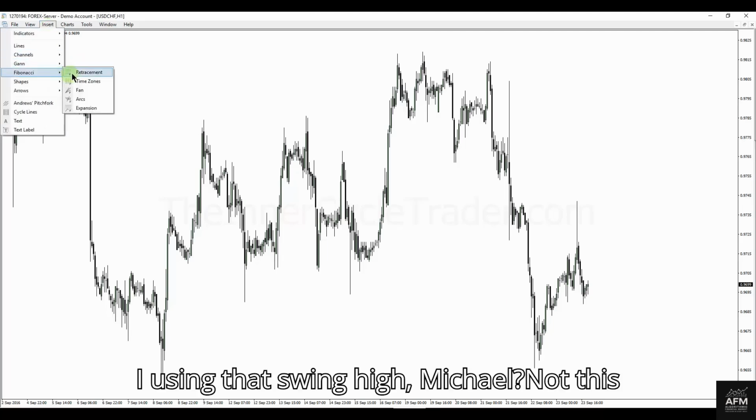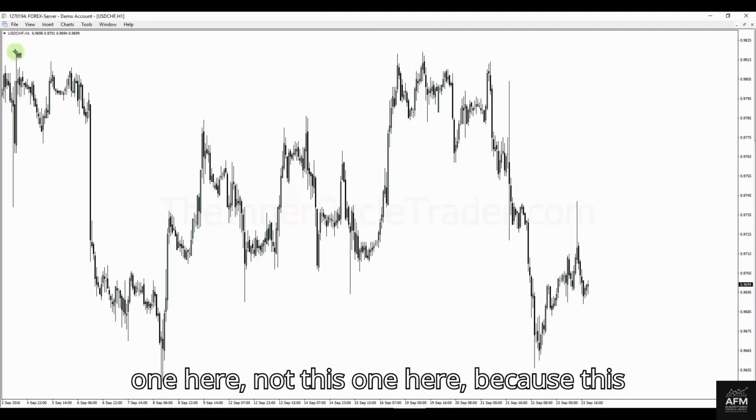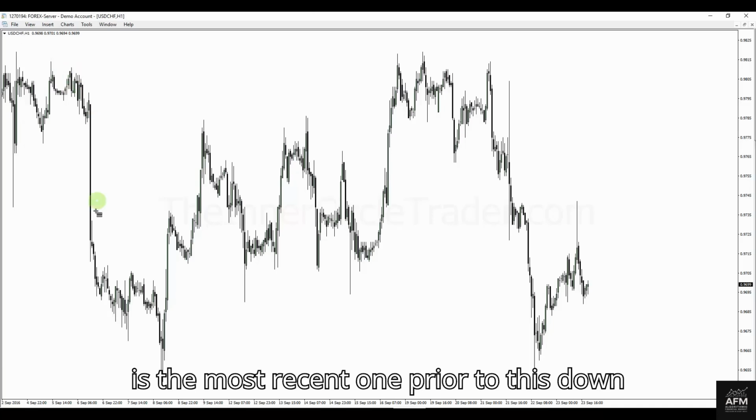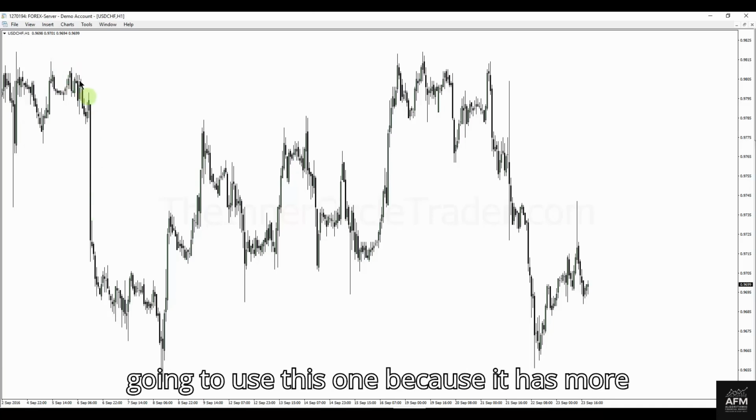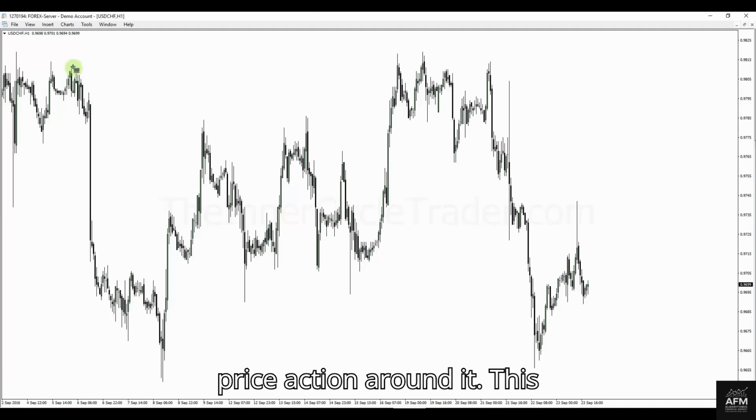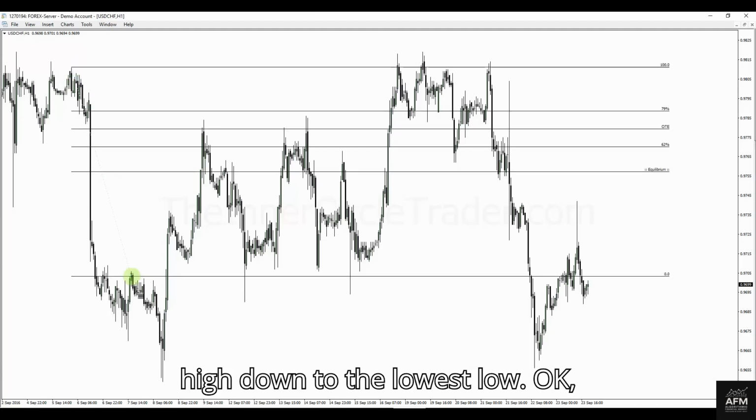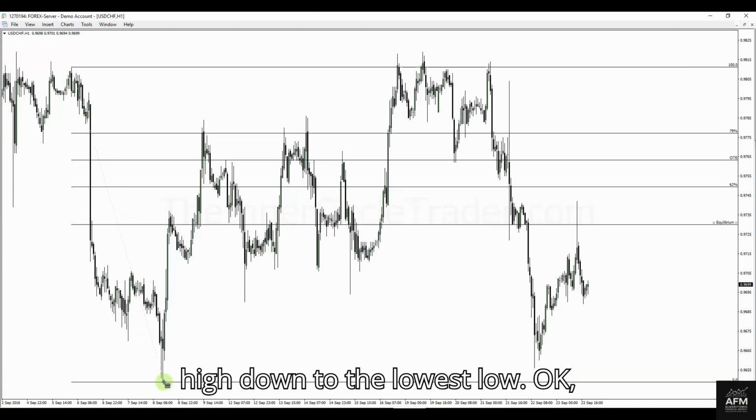Why am I using that swing high, Michael? Not this one here, not this one here, because this is the most recent one prior to this down move. I could use this one here, but I'm going to use this one because it has more price action around it. This high down to the lowest low, okay?